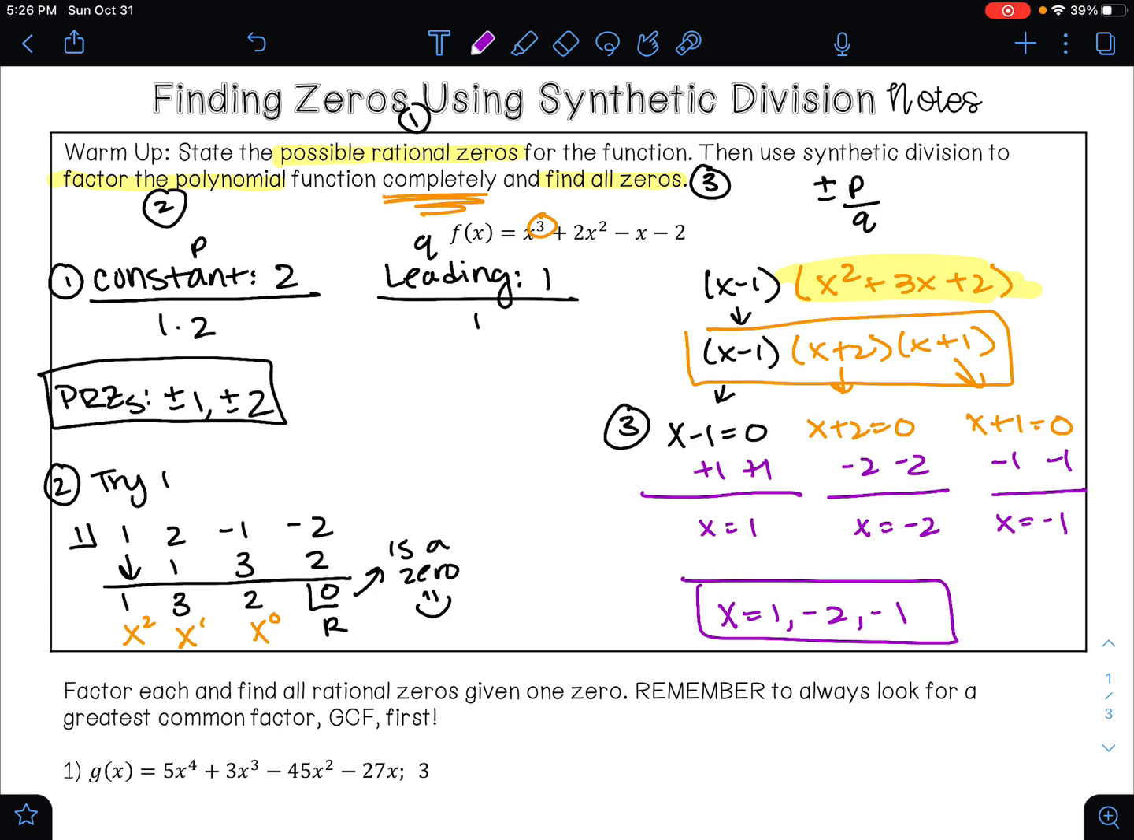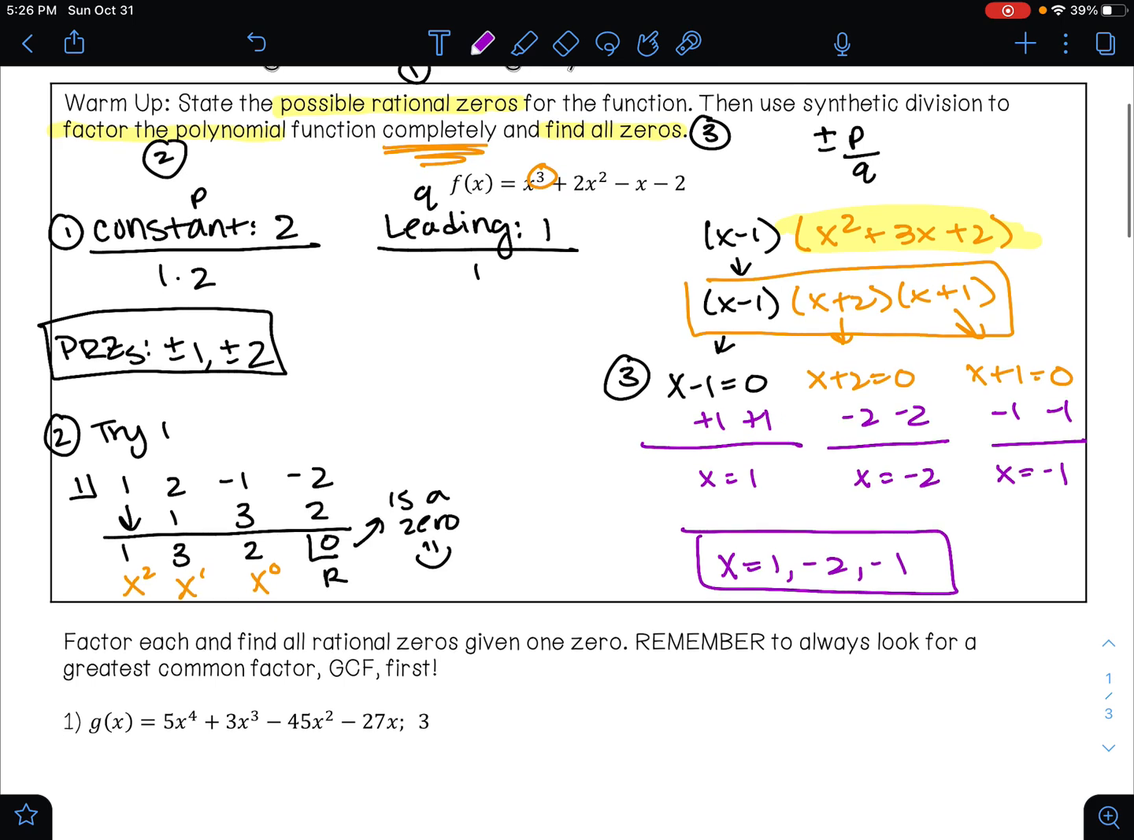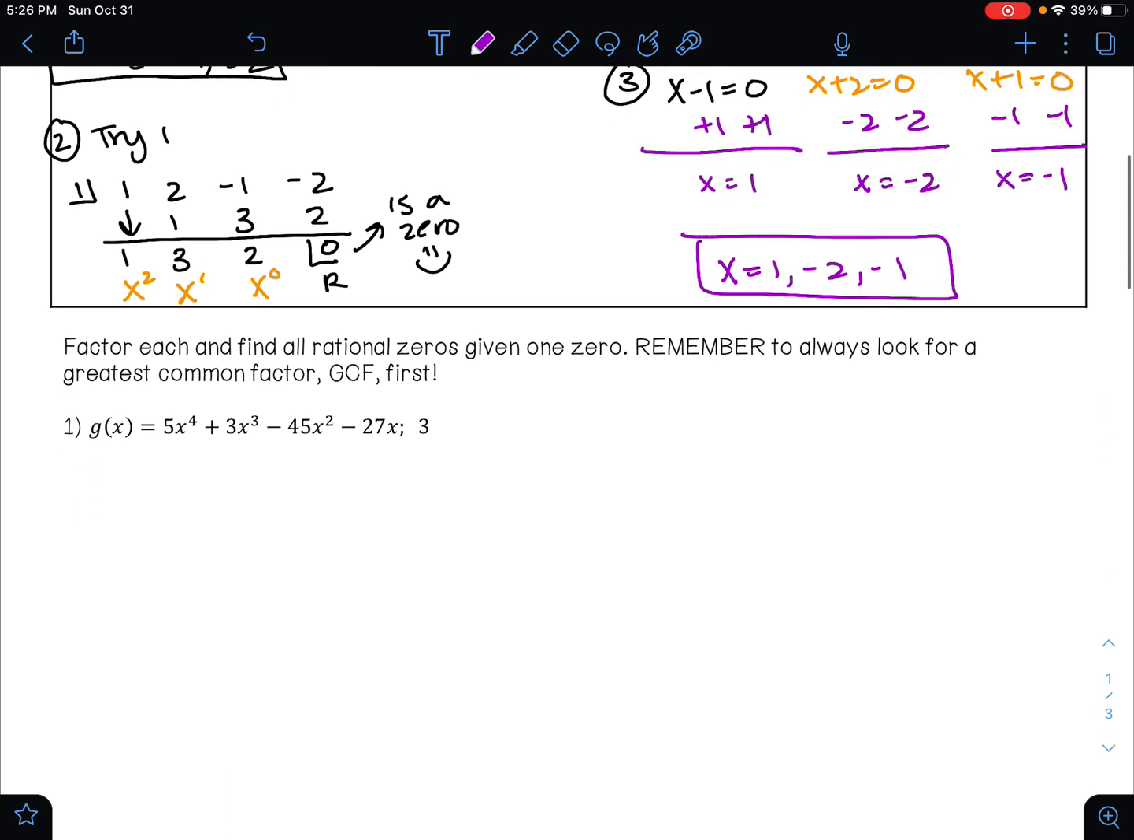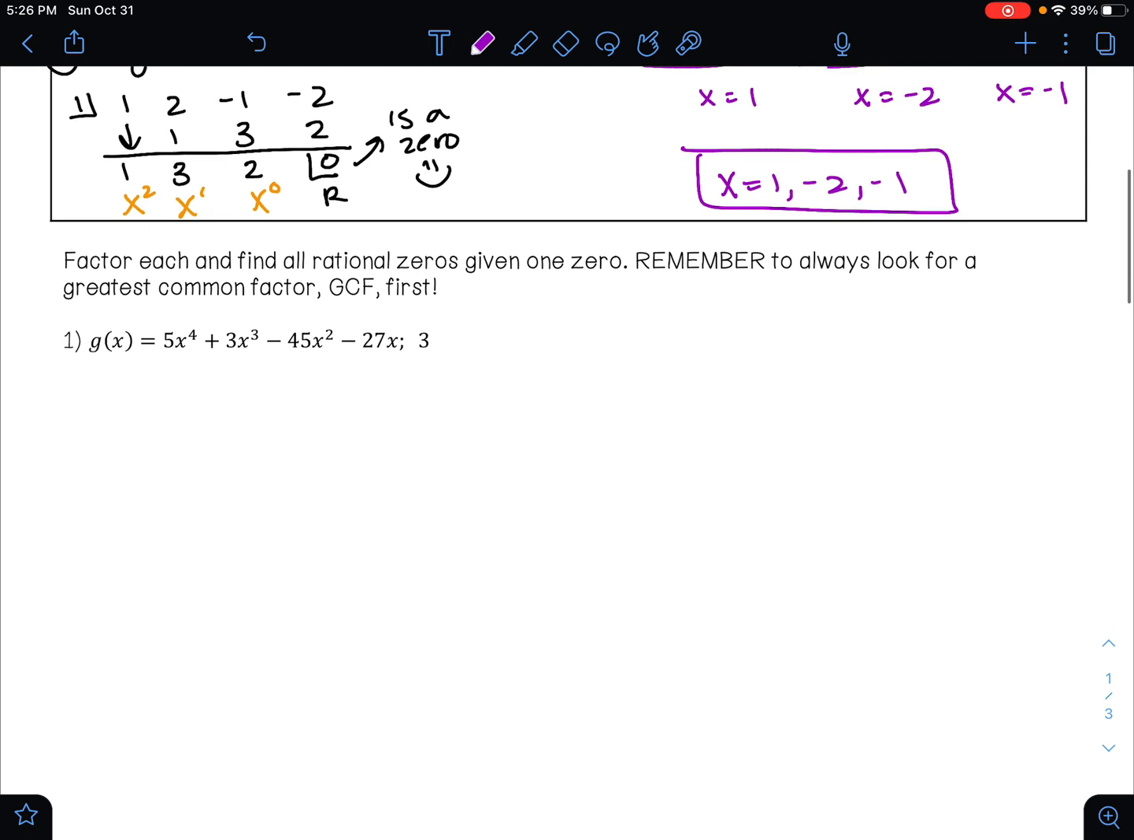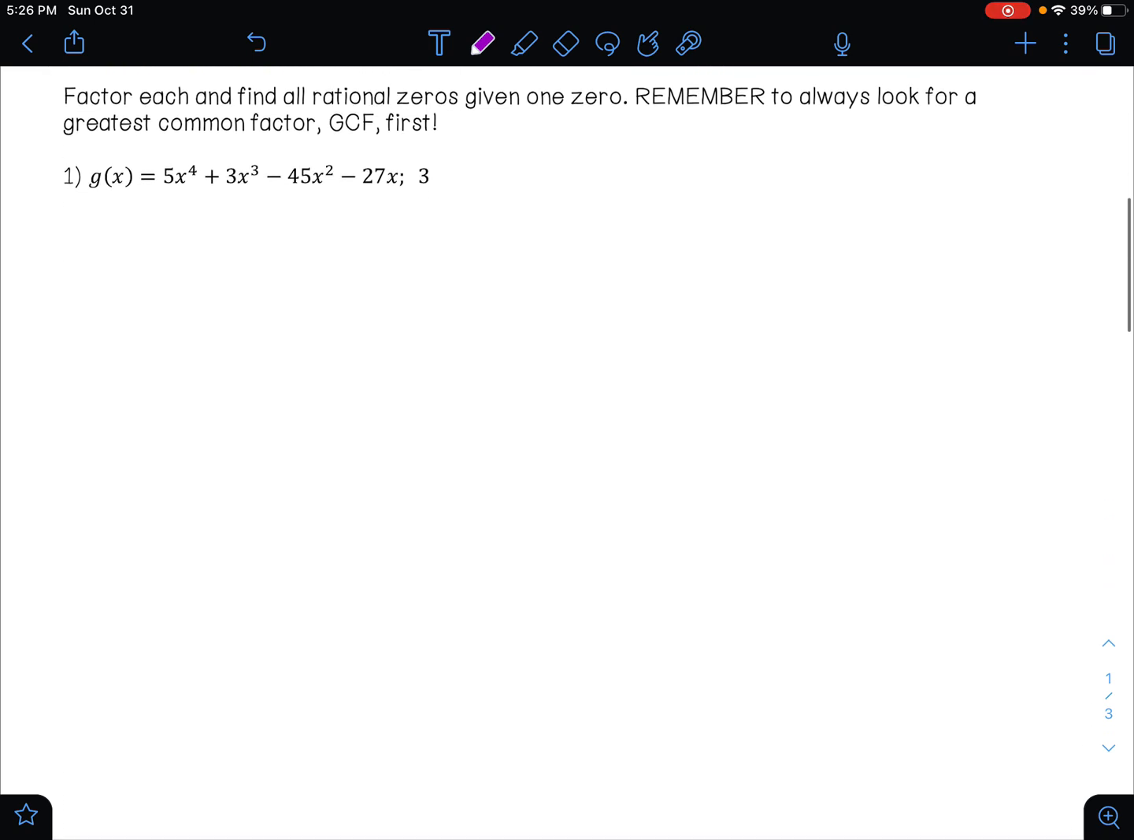What we're going to be doing today is very similar to this, but let's look at this first example and see what it says. It says to factor each and find all rational zeros given 1 zero. So that's nice. That means we don't have to find the possible rational zeros. Remember to always look for a greatest common factor first. So on example 1, we're given g of x equals 5x to the fourth plus 3x cubed minus 45x squared minus 27x. And then we're given 3. This number 3 is a 0. This means that x equals 3.